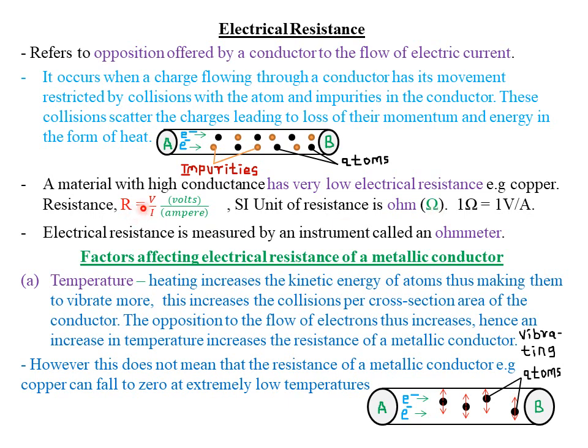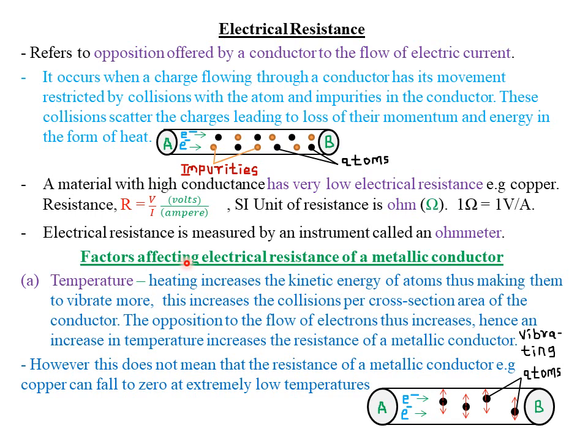Then from this relationship, we can see that the unit for resistance will be equal to the unit for potential difference divided by the unit for current, which is the ampere. Therefore, 1 ohm, the unit for electrical resistance, is equal to 1 volt per ampere. Then electrical resistance is measured by an instrument called an ohmmeter.